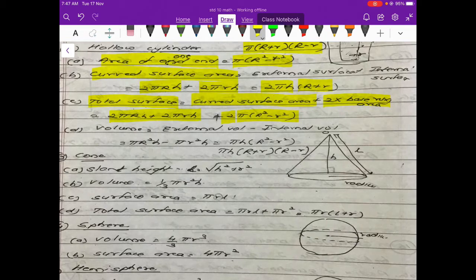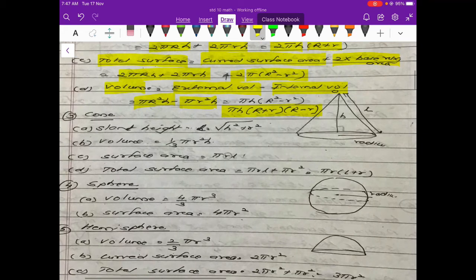So then comes the volume. The volume of a hollow cylinder is given by external minus internal volume. So it is πR²h minus πr²h. We can take πh as common and put (R + r) and (R − r).